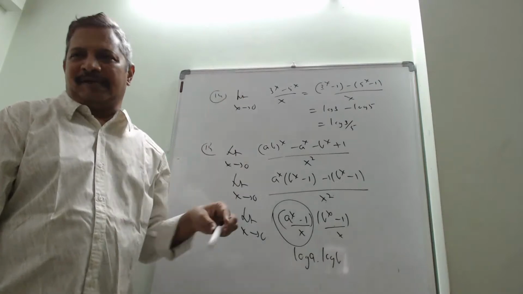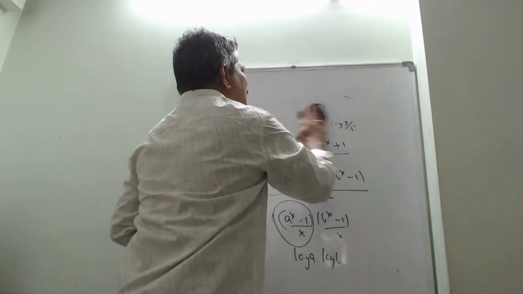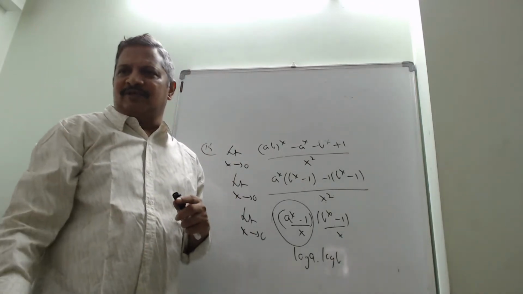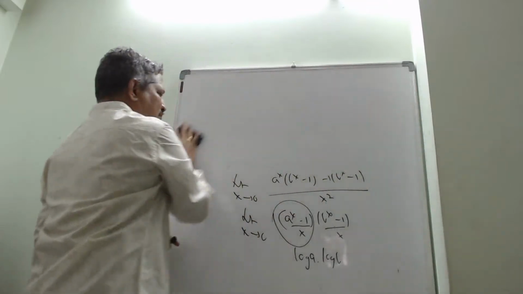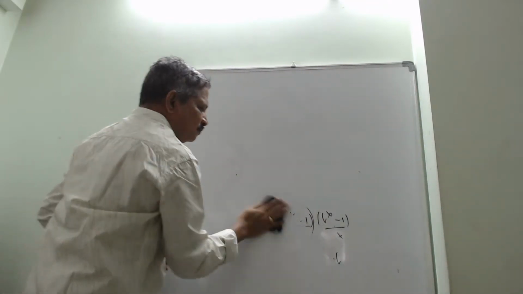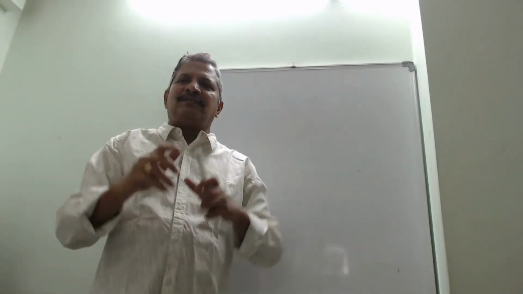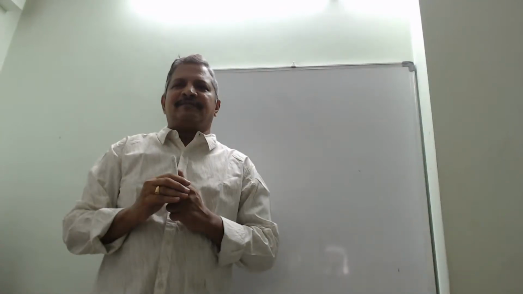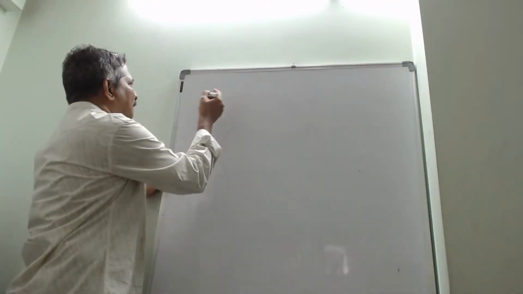Now we will go to the typical problems. One of the friends already told the answer as log a, log b, is good, correct. Now, coming to some typical problems of the limits. Some typical problems of the limits we will do now.